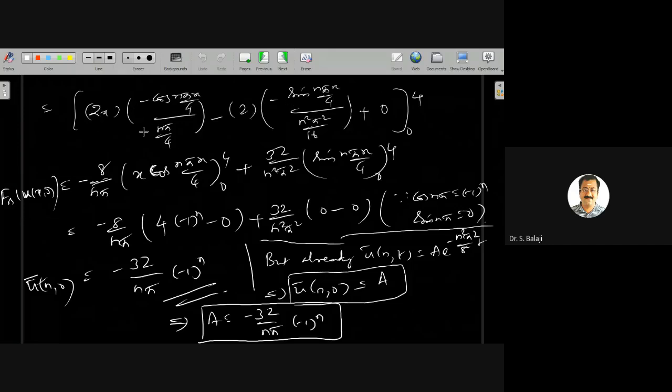And the integration of the second factor, already minus is there, minus. Integration of cosine will be sin n pi x by 4 over n pi by 4, but already n pi by 4 is present, therefore n square pi square by 16. Plus formula, plus minus plus. And now the differentiation of this first factor is 0. Limit is 0 to 4.